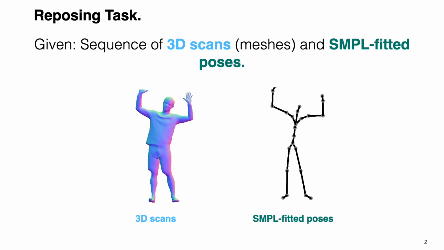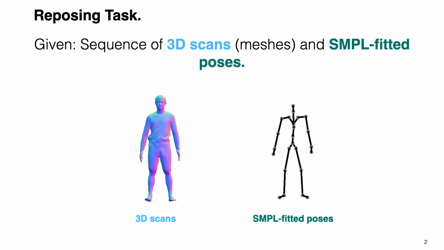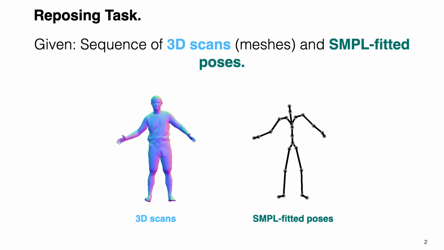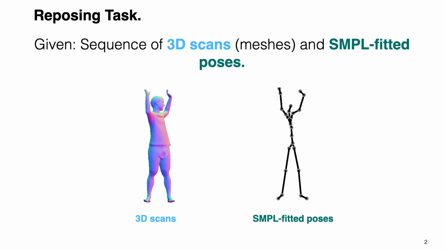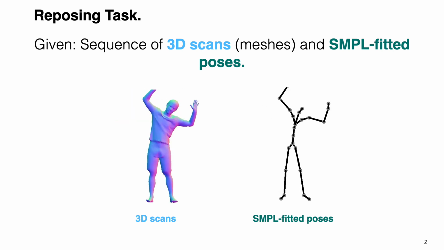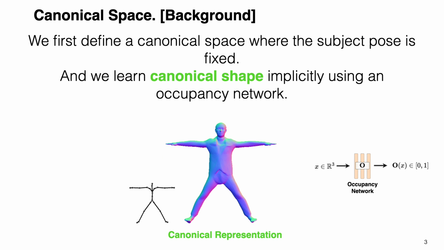We consider the reposing task in which, given raw scans and SMPL-fitted poses of a subject, we wish to construct an animatable representation of this person. To construct this representation, we first define a canonical space where the subject pose is fixed, and then we encode the subject in this space using an occupancy network.